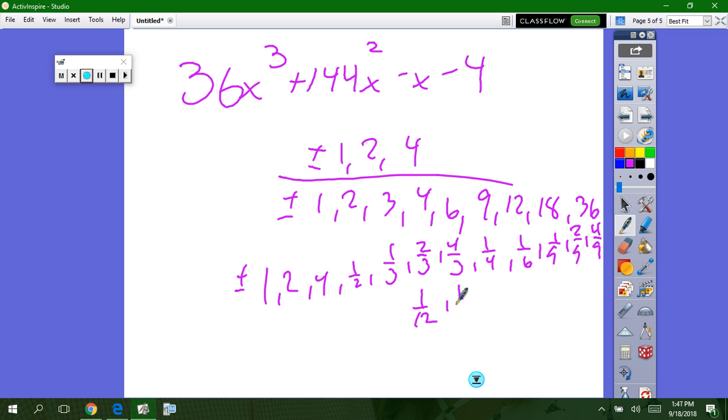1/18. 2/18, 1/9, he's already up there. 4/18, that's 2/9. He's already up there? He is. Let's go 36. 1/36. 2/36, 1/18. 3/36, 1/12. I'm done. How many possibilities are there? 1, 2, 3, 4, 5, 6, 7, 8, 9, 10, 11, 12, 13, 14, 15 times 2. There's 30 freaking choices. Have fun.